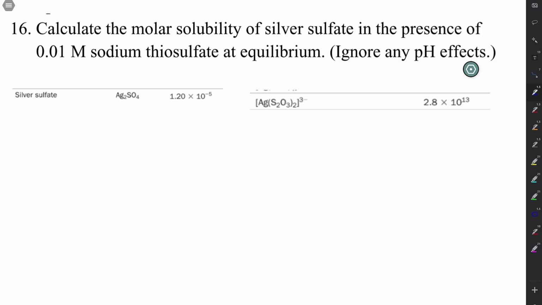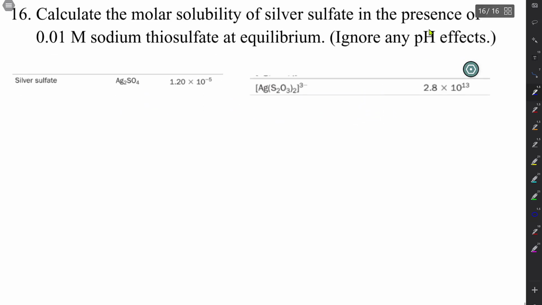So we're going to calculate the molar solubility of silver sulfate in the presence of 0.01 molar sodium thiosulfate. Okay, so for silver sulfate, I went and looked up the Ksp and the Kf values. Now what I'm going to do is write my solubility product equation.